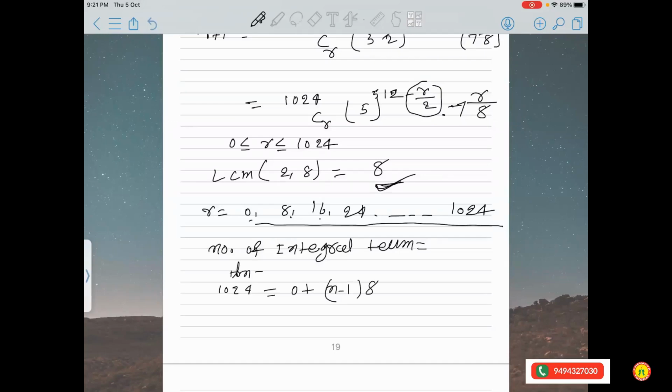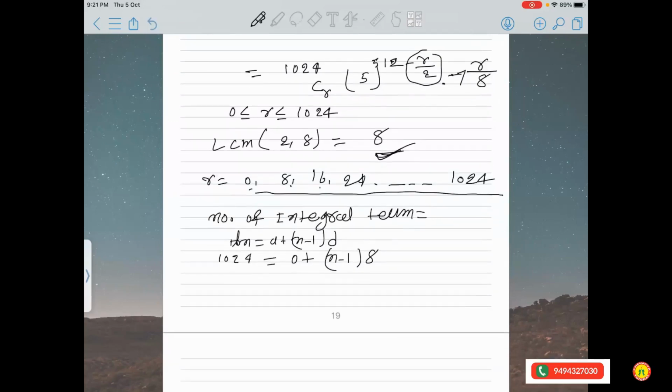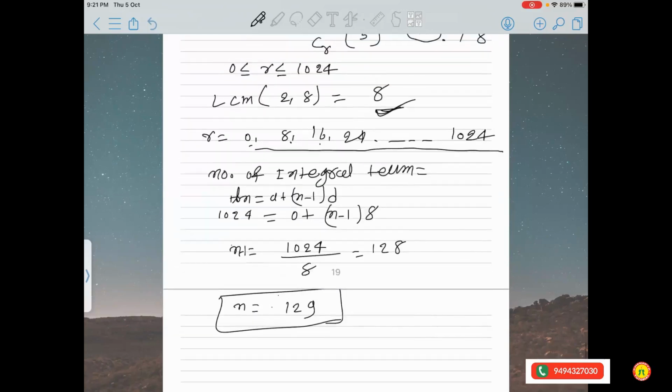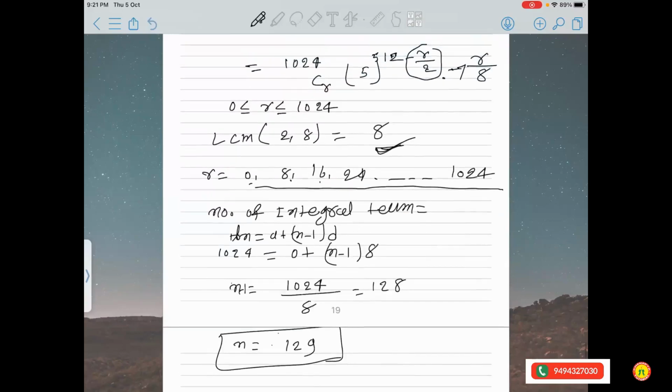You know Tn = a + (n minus 1)d in an AP, where you want to find the number of terms. This is an AP, right? 0, 8. So you got the common difference 8. n minus 1 is equal to 1024 upon 8, so n is equal to 128 plus 1, that is 129 is the answer. So the number of integral terms is equal to 129.